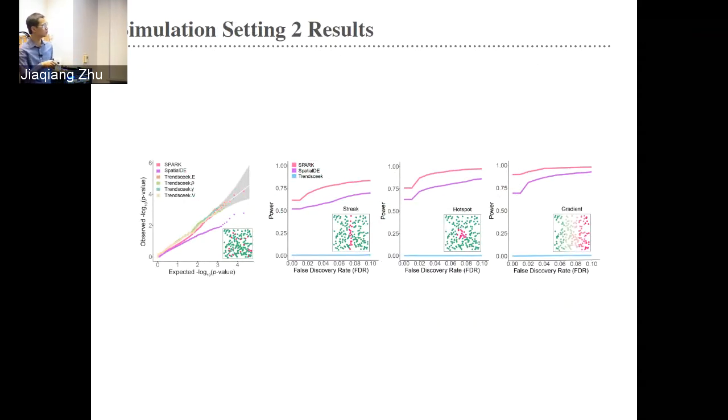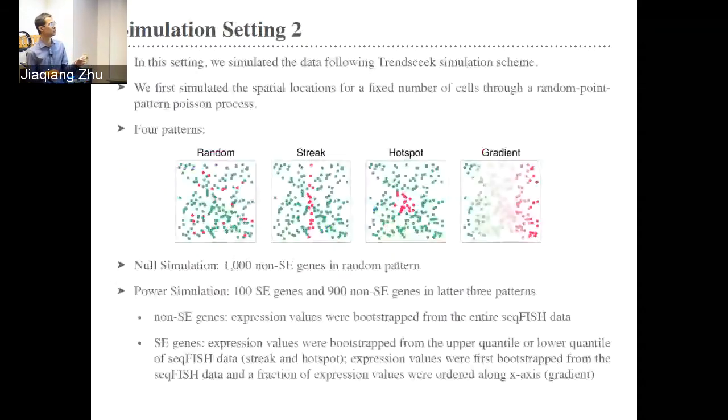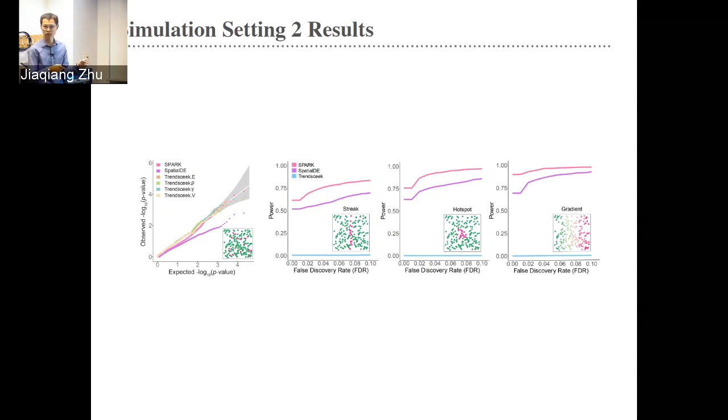But in simulation setting two, you can see that the difference between Spark and spatial DE is not that large. It's because in the seqFISH data, the gene expression counts are much higher than in the spatial transcriptomics data. In spatial transcriptomics, there are a lot of zeros. But in the seqFISH data, the average count I remember is about 20. So I'm not sure if I can answer the question correctly, but Spark is especially powerful compared to the other two methods when the gene expression count is low, or at least below 10.